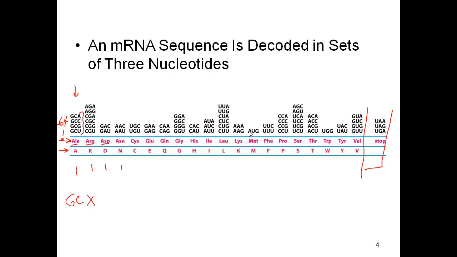For instance, there's 6 different ways of coding for serine. The first 2 nucleotides can be either AG or UC. Let's talk about the 6 different ways of coding for leucine. In principle, all 6 of these are interchangeable. The cell can use any of these at any time, and they will always specify leucine.